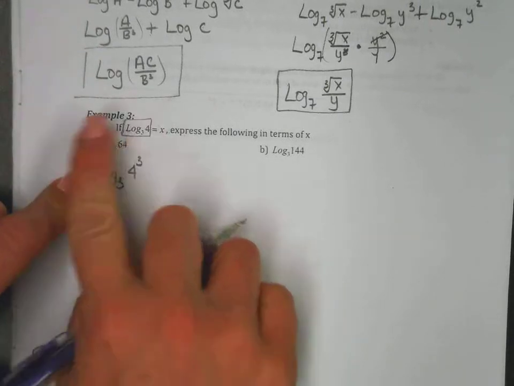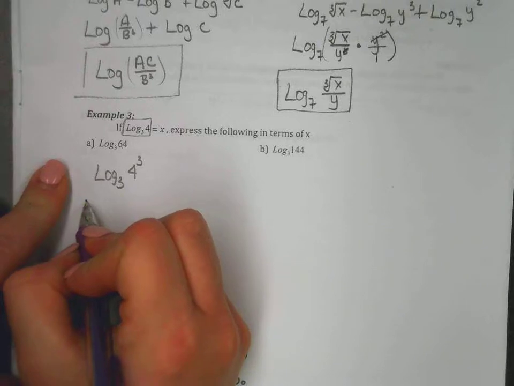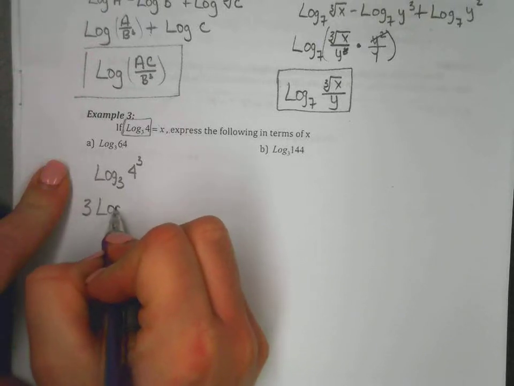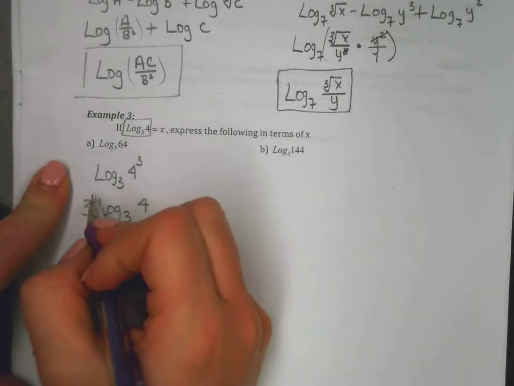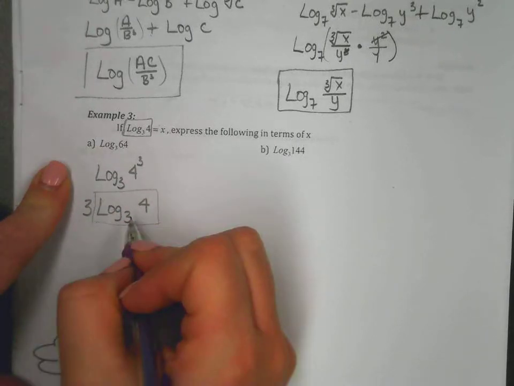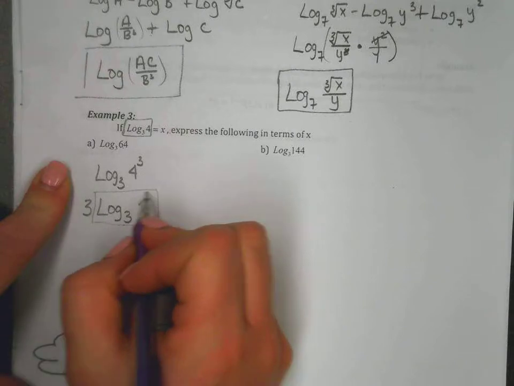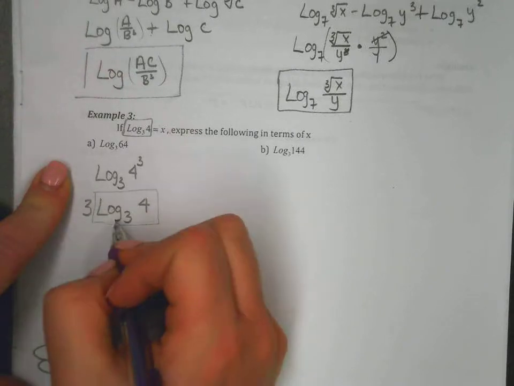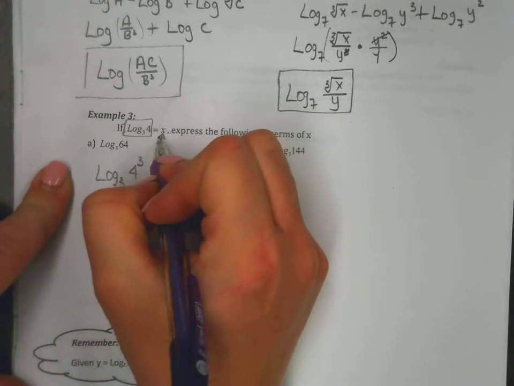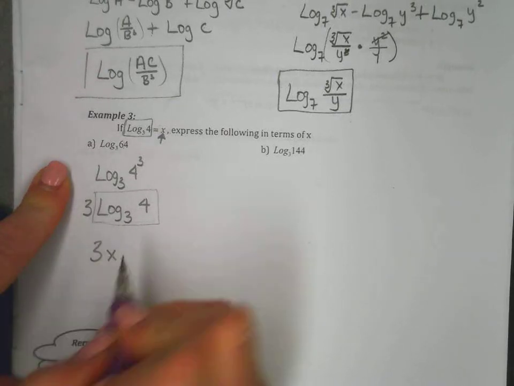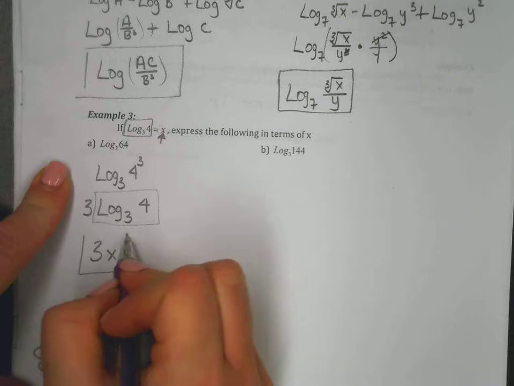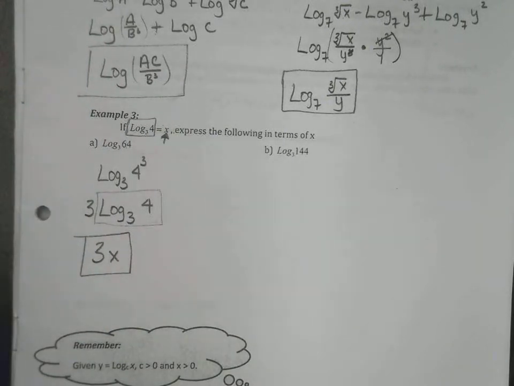Now using my power law, I can rewrite this as 3 log base 3 of 4. And now I have this log base 3 of 4. This entire logarithm expression can be replaced with x. So what is my expression in terms of x? It would just be 3 times x. And that would be my final answer. Okay.